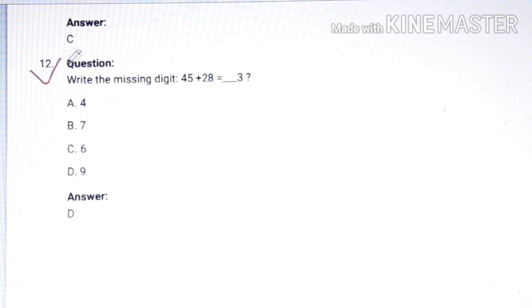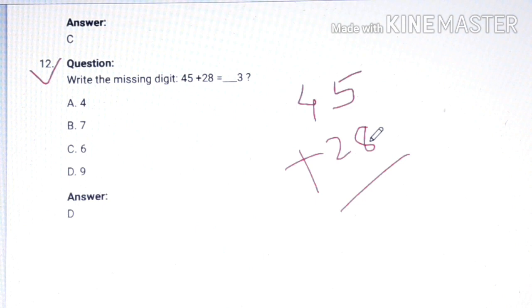Number 12. Write the missing digit. So 45 plus 28. 45 plus 28 is what, children? Let's count. 8 plus 5, 13. Then 4 plus 2, 6. 6 plus 1, 7. So what should be the digit in the tens place? 7. So the correct answer is 7. That is option B.